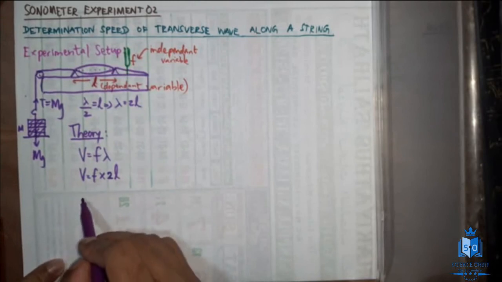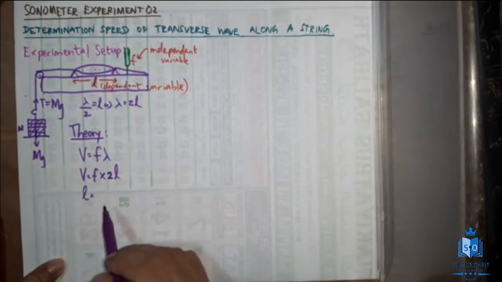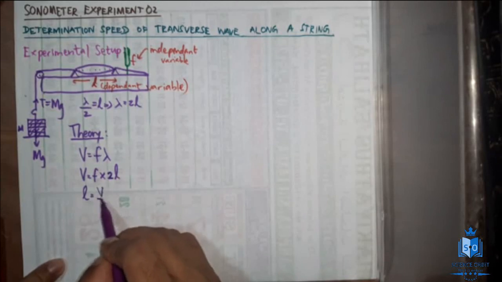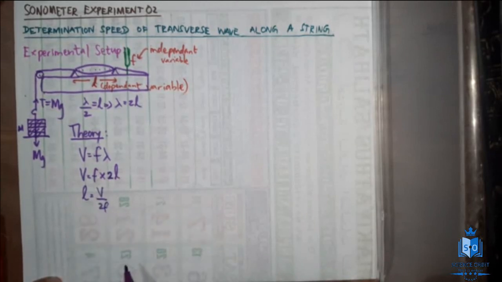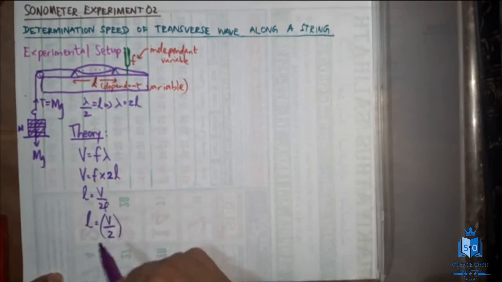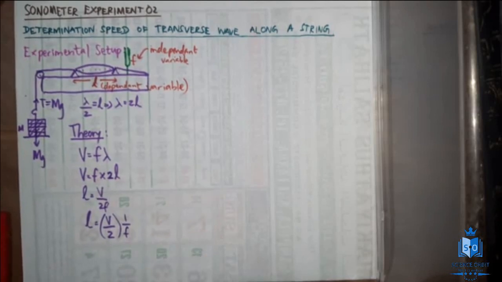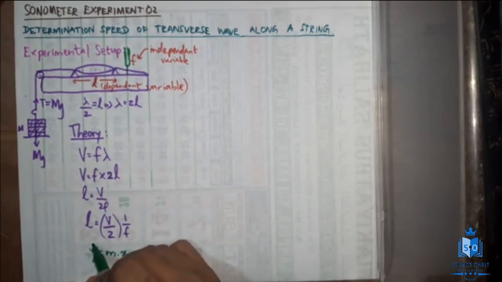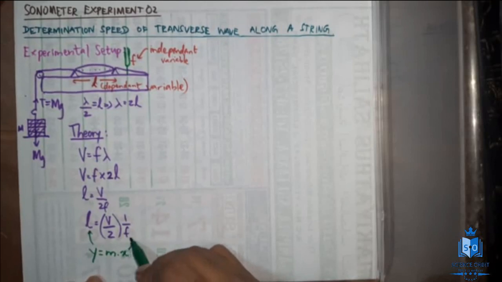When I make L the subject, the equation will be rearranged to something like this, V over 2f. So, what we do in this experiment is we take L equals V divided by 2 into 1 over f. This is the final equation we get, and you already know this equation looks like y equals mx. So, this is the y axis component, this is the x axis component.